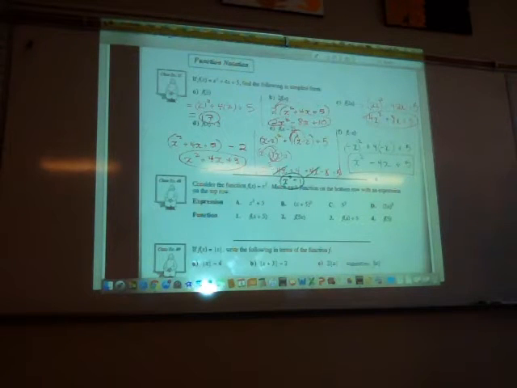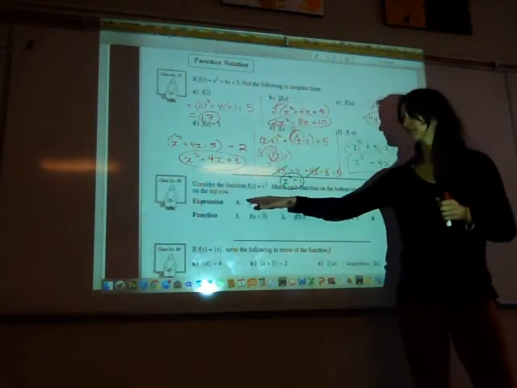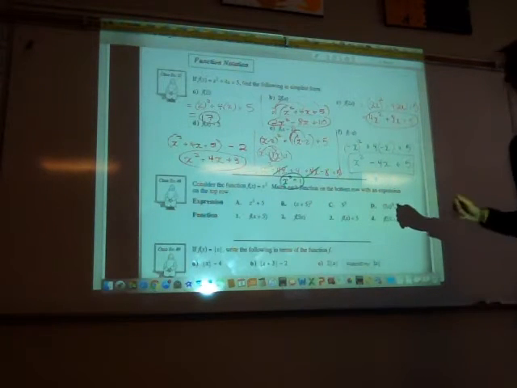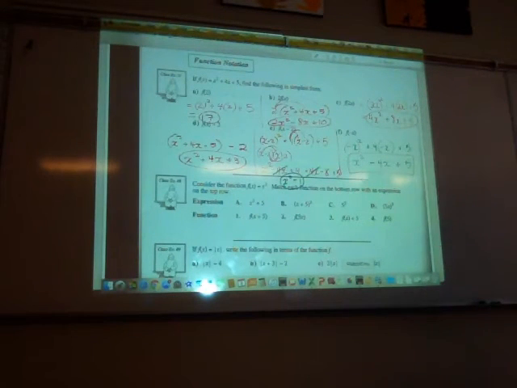So do you guys feel like you have a pretty good handle? Okay, I'm going to let you work in your little pairs, and you're going to try and match the following expression with a matching function. Let's do it all. Figure out what number matches with A, what number matches with B, what number matches with C, what number matches with D.